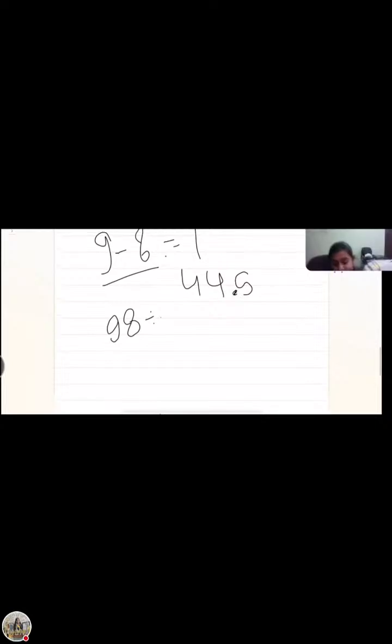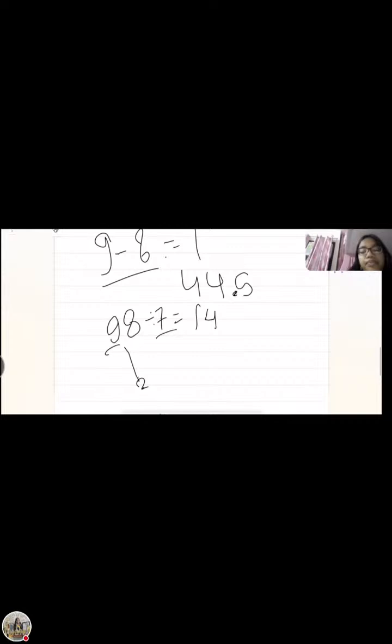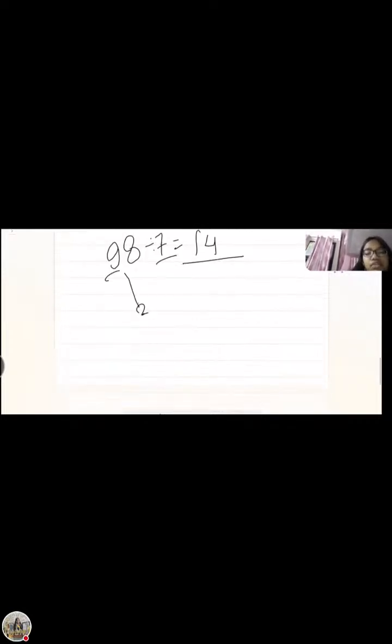98 divided by 7. So now it's not fully divided by 7, but still we'll do it so that you know. Okay. So 9 divided by 7 is 1. We'll get a remainder as 2. Now we'll add it here. As you know, 28 is divided by 7. Yes, it is divisible by 7. So we'll get the answer as 14. 14 is our answer. Okay. Let's take one more.